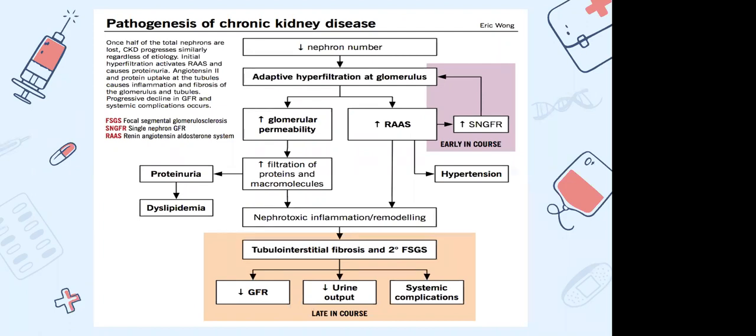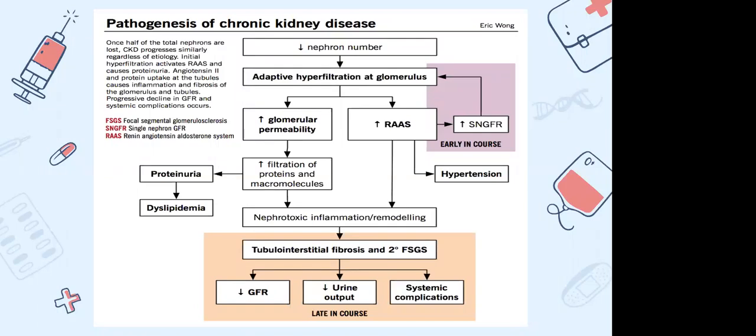When the RAS system is activated, it results in hypertension and also some nephrotoxic inflammation and remodeling. Another mechanism is that when the glomeruli are in a hyperfiltration state, it increases glomerular permeability and ends up increasing the filtration of proteins and macromolecules. So it also ends up in proteinuria and inflammation and remodeling of the kidney. All of these will result in tubulointerstitial fibrosis in the long term.